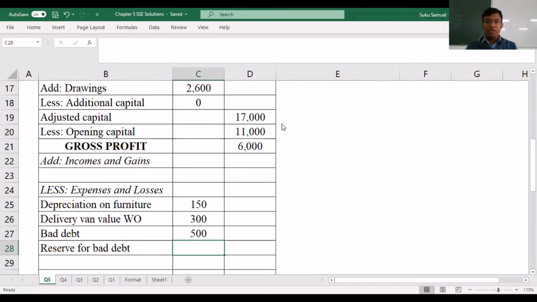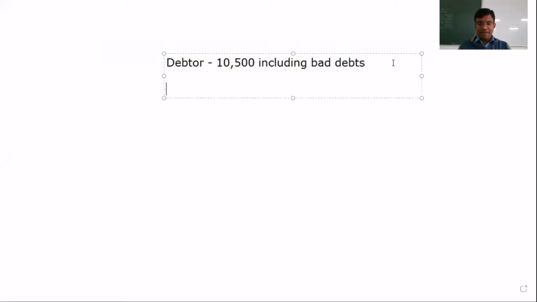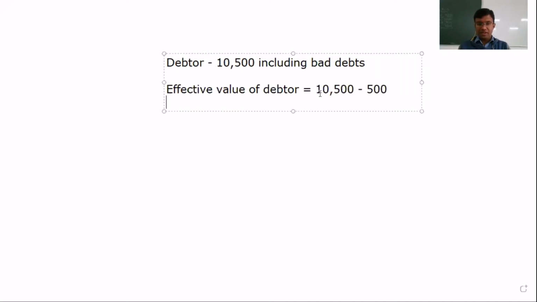What you have to remember here is that debtor, the value is 10,500. But this 10,500 is including bad debts. So the bad debts is included over here, which means the effective value of your debtor would be 10,500 minus 500. This works out to be rupees 10,000.